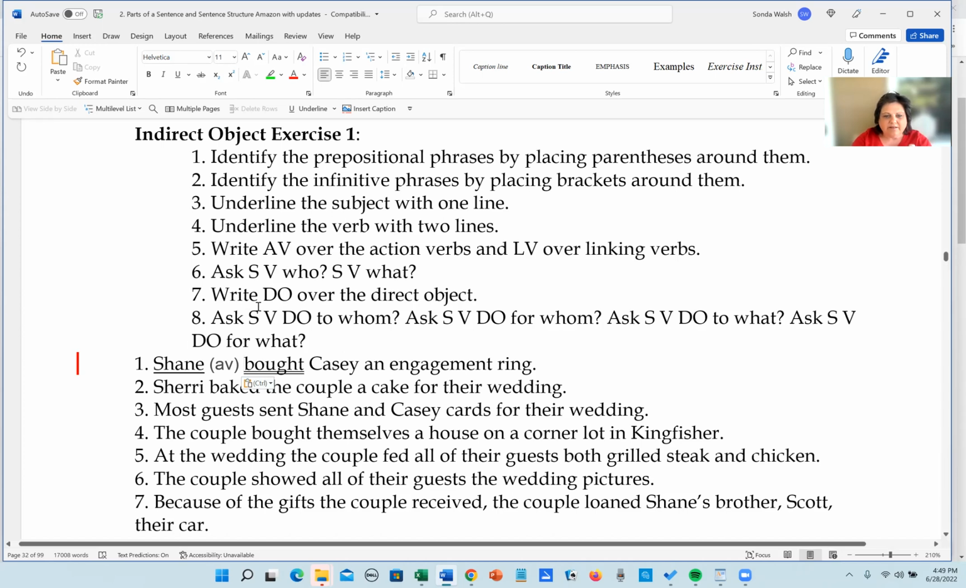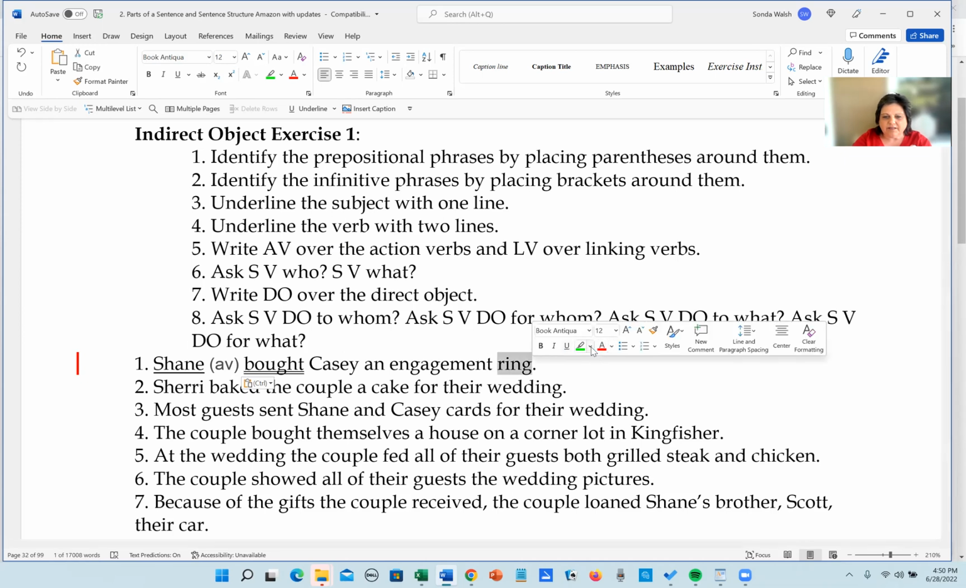All right, so then we make our sentence and we ask, Shane bought what? Shane bought who? Well, Shane did not buy Casey. What did Shane buy? He bought a ring. So a ring is our direct object. I'm going to highlight direct objects in yellow.